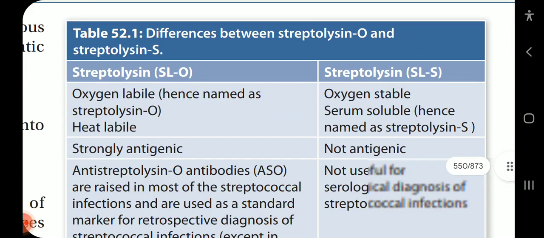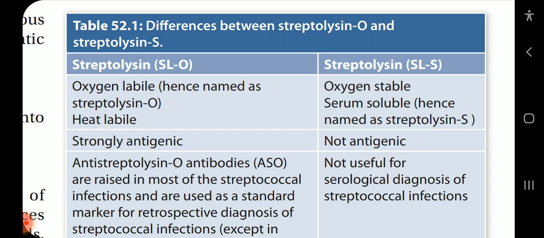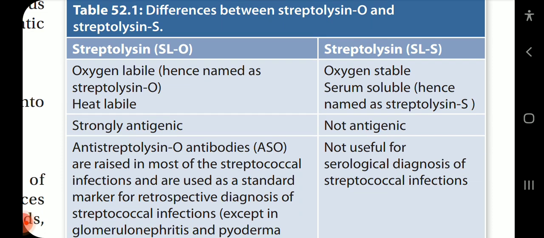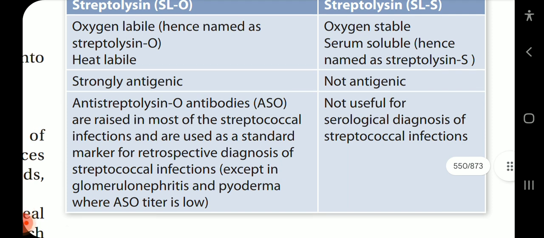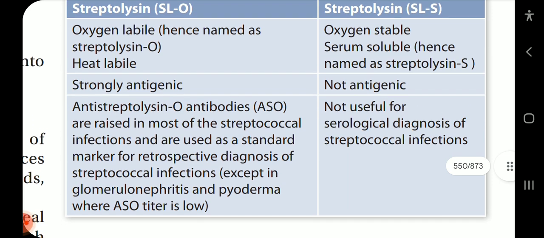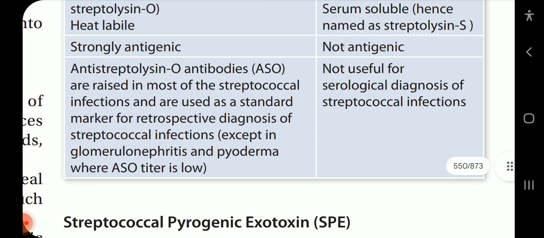In this table, we can see the difference between streptolysin O and S. Streptolysin O, SLO, is oxygen labile, hence named streptolysin O, and is heat labile, while streptolysin S is oxygen stable, serum soluble, hence named streptolysin S. SLO is strongly antigenic while SLS is non-antigenic.